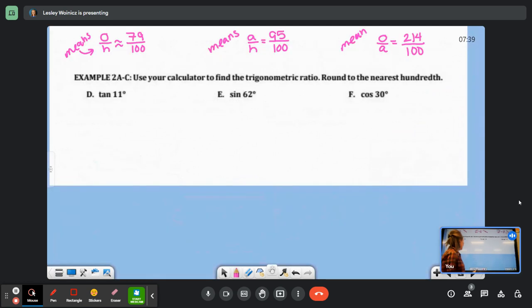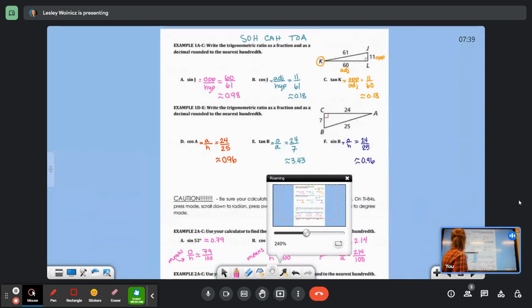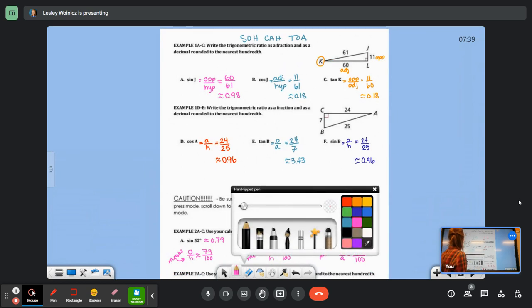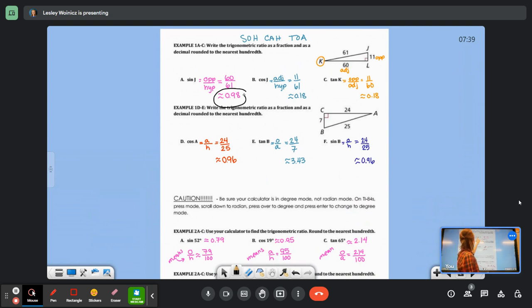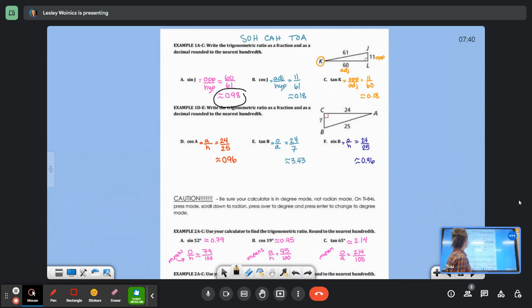So if we go back and look at our other page, notice that all of our sines and cosines are between 1 and 0. They're all positive numbers smaller than 1. But the tangents can be bigger than 1.